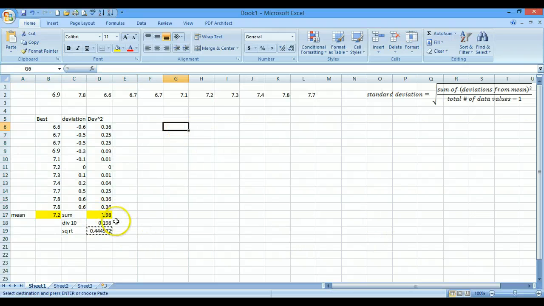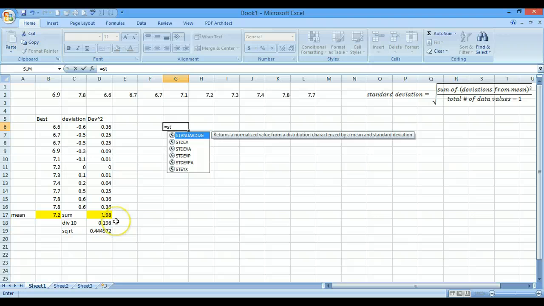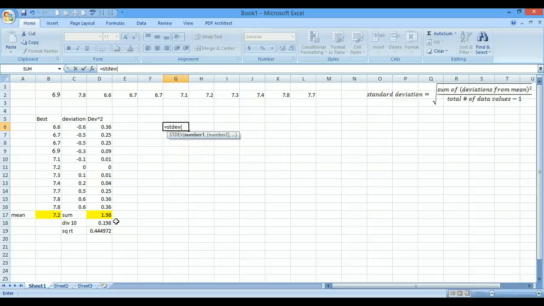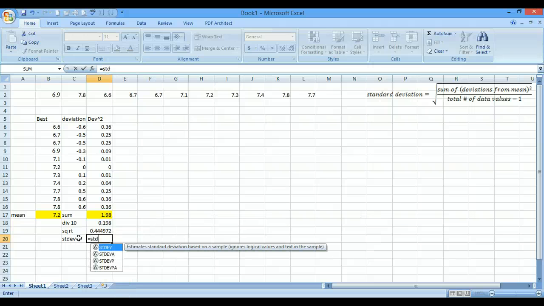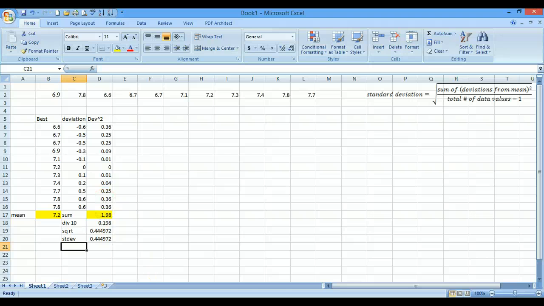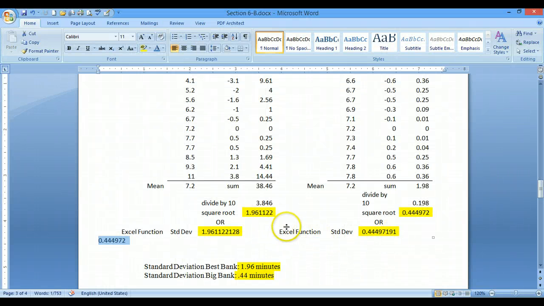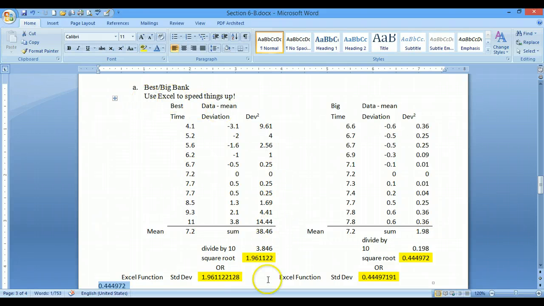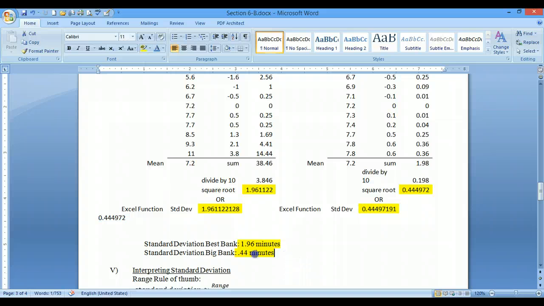Or you can say equals standard deviation, STDEV, in Microsoft Excel. I guess we should bring it down here. Let's say STDEV, and we'll put it here to calculate standard deviation. Press tab. Here are all of the numbers, and it will calculate it for you. So you have two different ways to go about finding the standard deviation. And again, we did it over here for best as well. There we go. So now we have our two standard deviations for best bank and big bank.